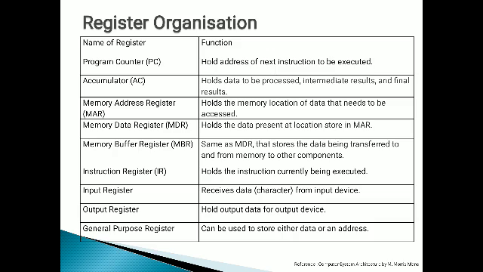Memory data register holds the data present at location stored in MAR. Memory buffer register is same as MDR, that stores the data being transferred to and from memory to other components. Instruction register always contains the instruction currently being executed.